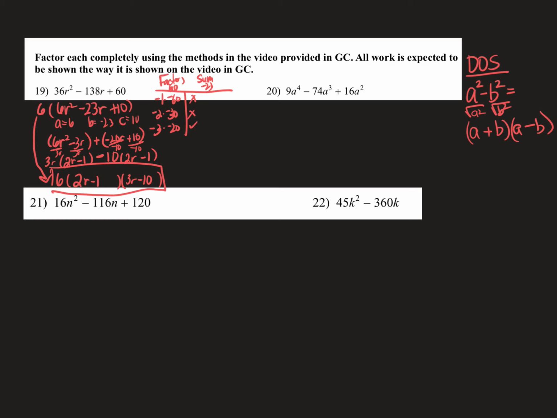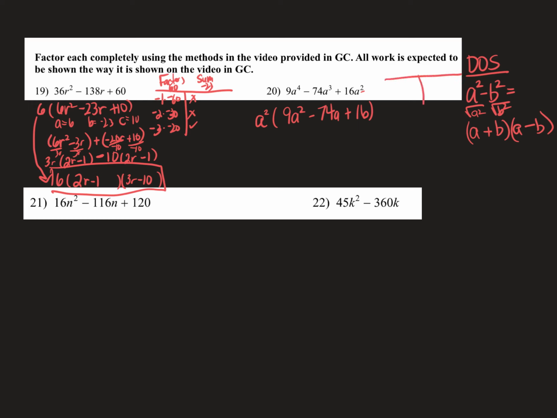For number 20, I know a squared is a common factor. They all have a, and this is the least a's that they have, and I think that's it. So a squared times 9a squared minus 74a plus 16.